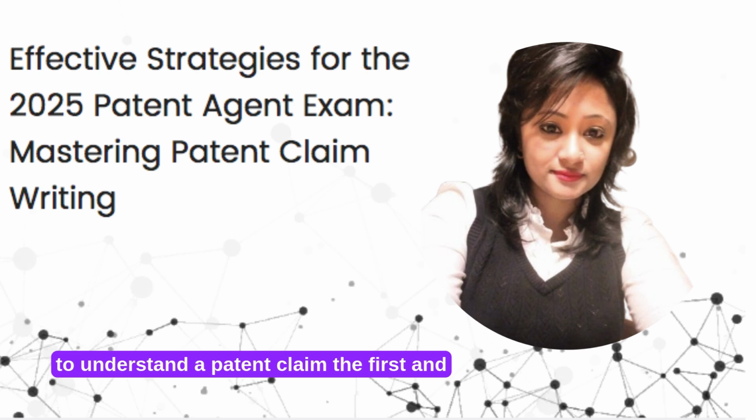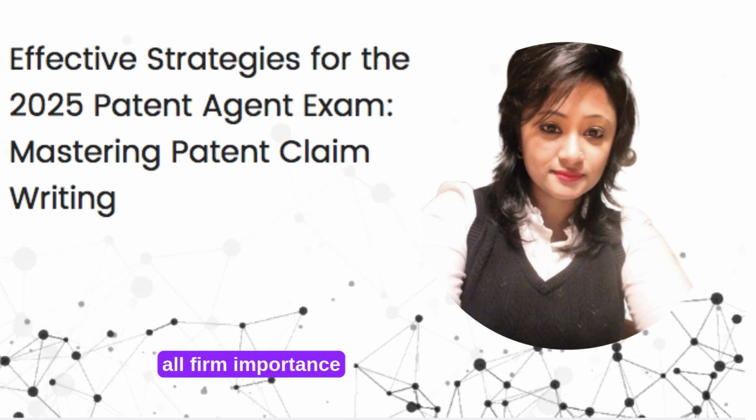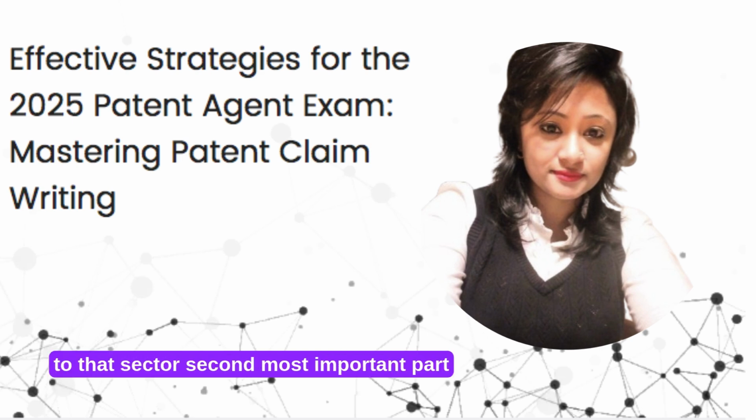How to understand a patent claim? The first and foremost part of the patent claims is the preamble, to set the ambit right. Just by reading the preamble, anybody reading it for the very first time should be able to understand what invention is being disclosed, or whether this invention is of importance to that sector. The second most important part is the transitional word or phrase used to write the patent claim, and then the body of the claim, which includes a lot of element lists. It can have components and modules.